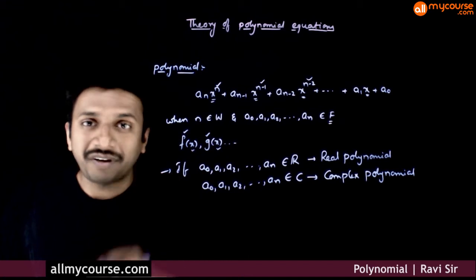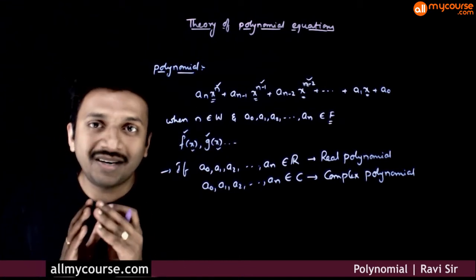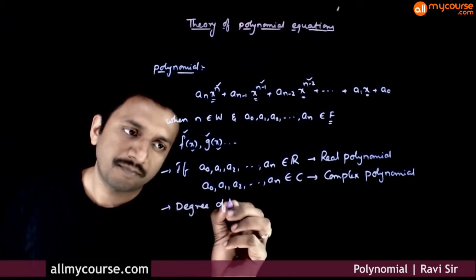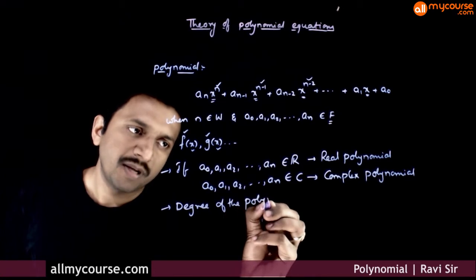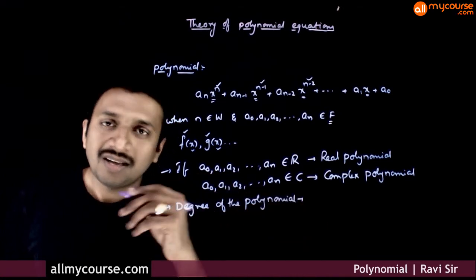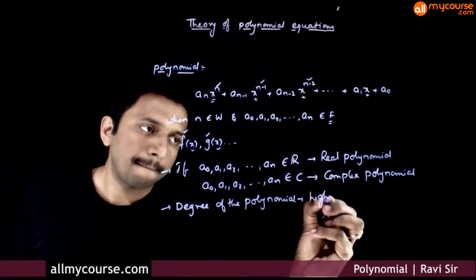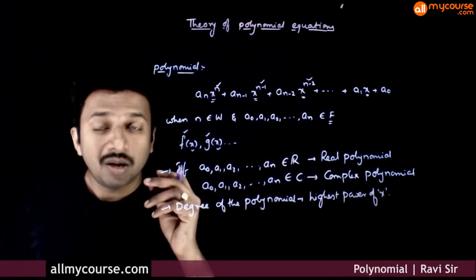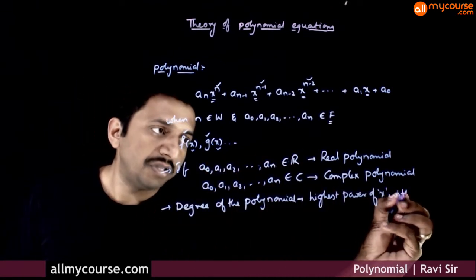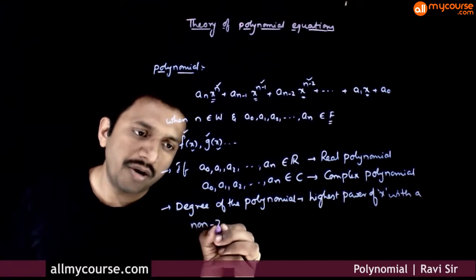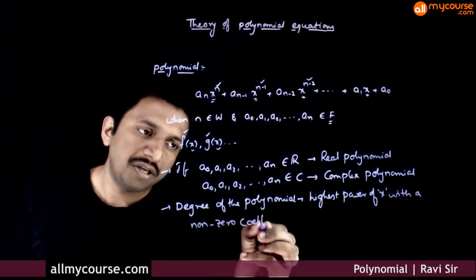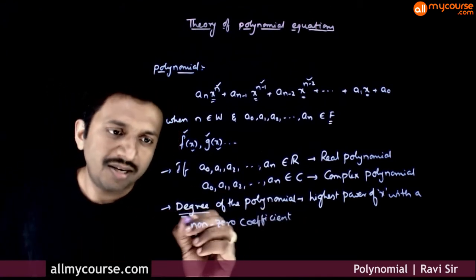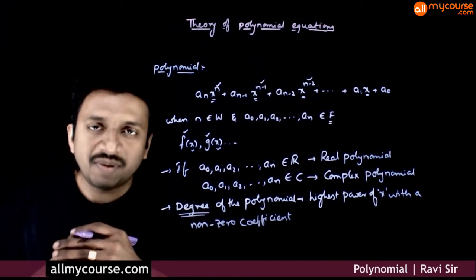And the highest power of x present in the polynomial is called the degree of the polynomial. The degree of the polynomial is the highest power of x with a non-zero coefficient present in the polynomial. So that is called the degree of the polynomial. Let us take some examples.